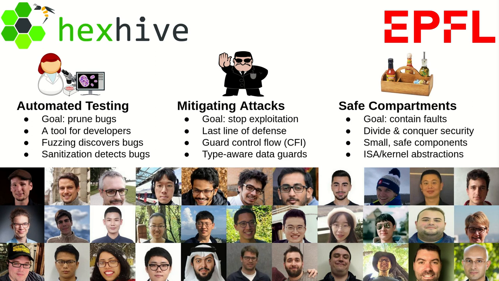And last but not least, we've recently started looking into compartmentalization, where safe compartments break large complex systems into smaller fault domains, where we follow a divide and conquer strategy towards security, where we will have small safe components and then safe abstractions to interact between the different components.